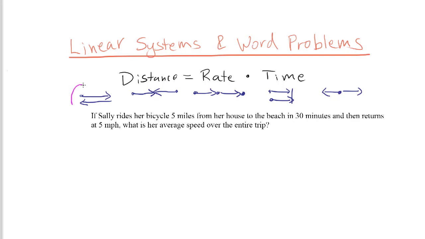Okay, this is the first scenario where Sally's riding to one point and then returning over the same distance. That's one of the key assumptions here. It's the same distance back and forth. So let's set up equation 1.